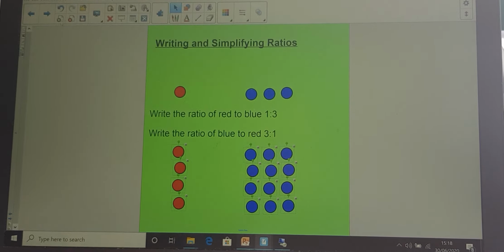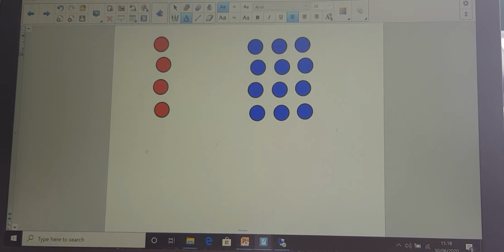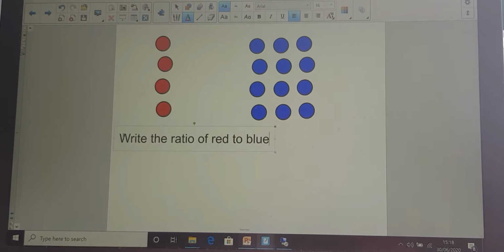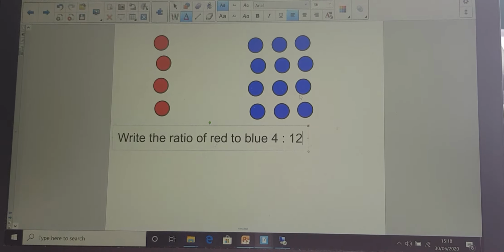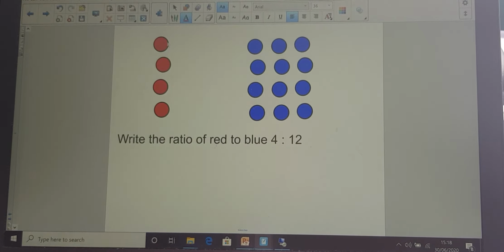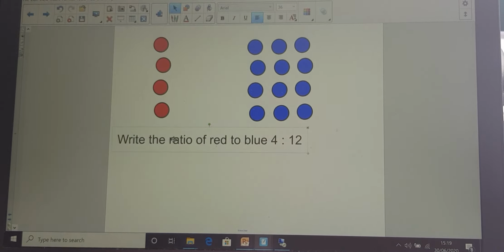In fact, let's do that on a new page. So if here the question asked you to write the ratio of red to blue, then I would say, well, there's 4 red counters to every 12 of the blue counters. But if I think about it, there is still 1 red counter for every 3 blue counters. And this is what we can do. We can say, instead of saying 4 to 12, an equivalent ratio in its simplest form.